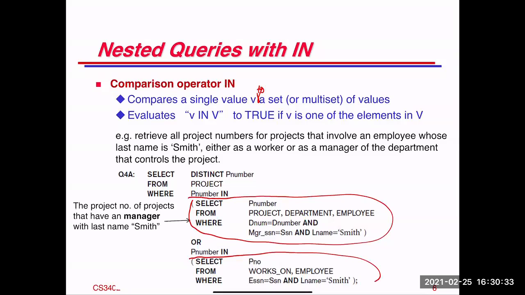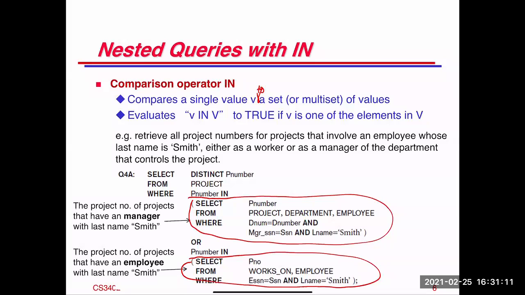Similarly, this here is also our nested query. So both of these are nested queries. That makes sense? And of course, this is the outer query. Okay, good. Any more questions about this?